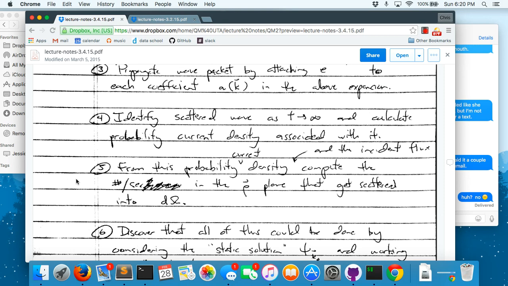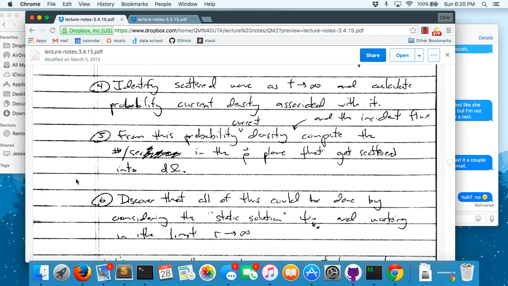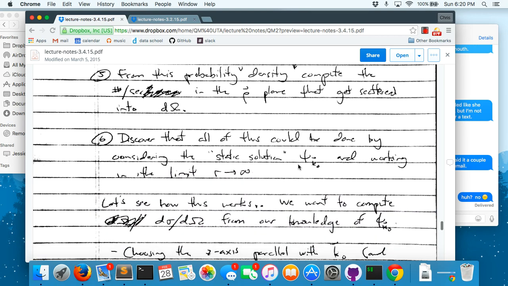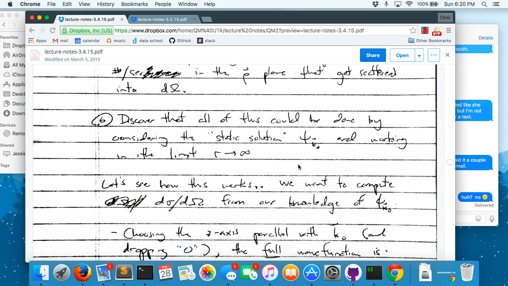Okay. So we'll be able to compute this probability density, and from it the number of particles per second in the rho plane that get scattered. And then we'll find that all this can be done by considering what's called a static solution and working in the limit where r goes out to infinity. So this is what I was just saying.